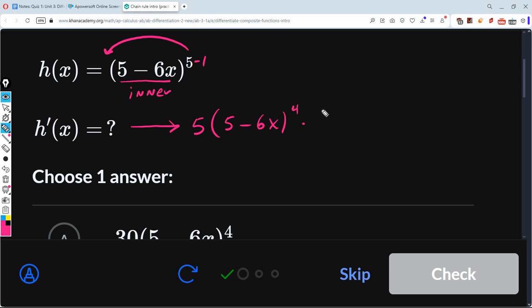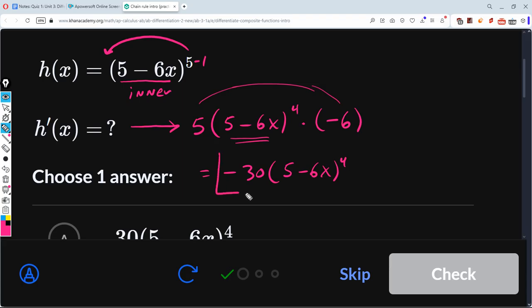And now we have to do times the derivative of the inner function. The derivative of 5 is 0. The derivative of negative 6x is just negative 6. These are all multiplied, so negative 6 times 5 is negative 30. And we still have 5 minus 6x to the fourth. That whole thing is to the fourth. Final answer.